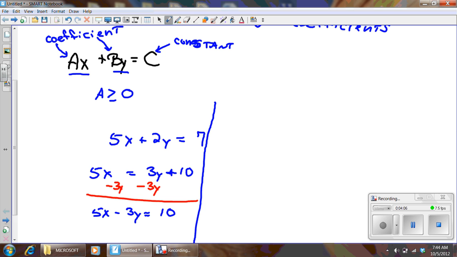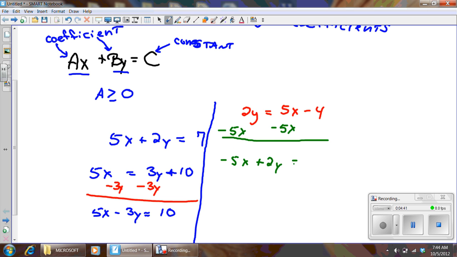Now, if we had an equation like this, where we had 2y equals 5x minus 4, I'm not in standard form. Some of you are going to want to isolate and get the y alone. If I do that, I'm going to slope-intercept form. In this case, I want to go to standard form. So I may subtract 5x from both sides. That is not the only possible first step, but it's a good first step. And then I will get negative 5x, positive 2y equals negative 4.